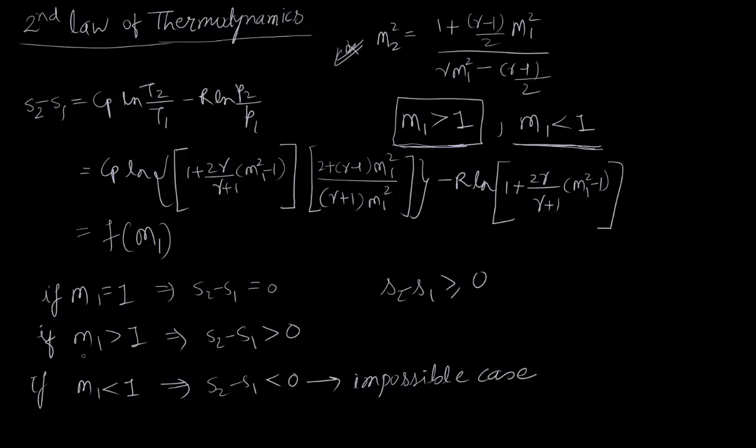So we have proved that for normal shock wave to occur, M1 must be greater than 1. I am repeating again. For normal shock wave to occur, M1, or Mach number ahead of the wave, must be greater than 1.